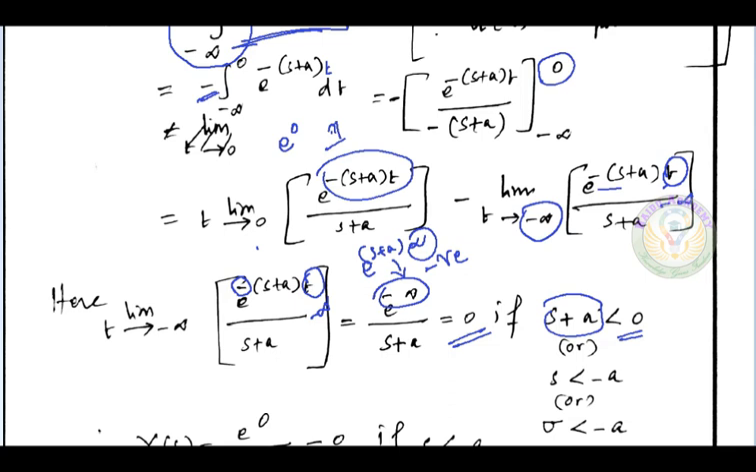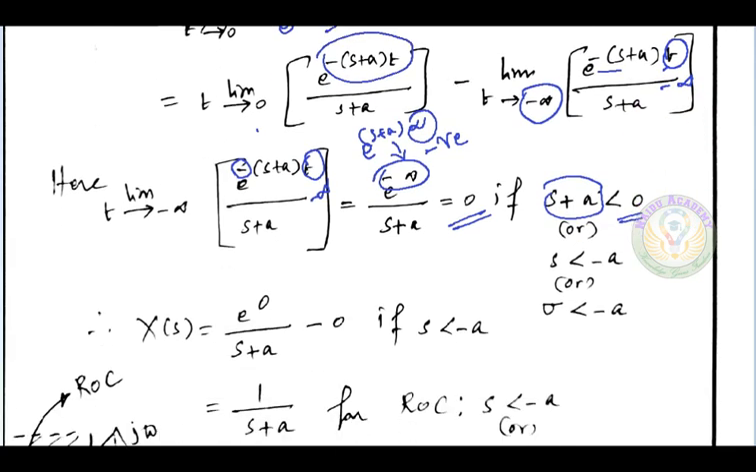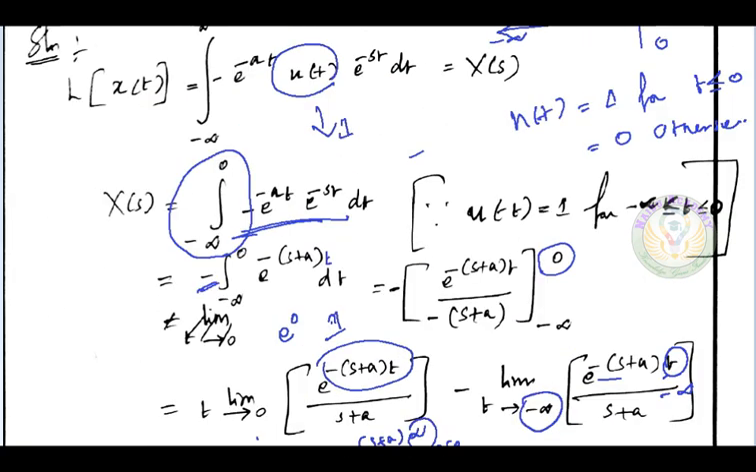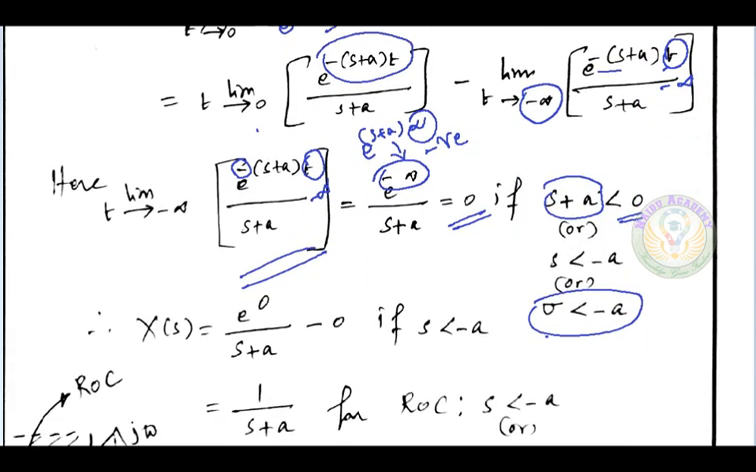So naturally s plus a should be less than 0, then s should be less than minus a, then sigma should be less than minus a. This term is convergent when sigma is less than minus a. For the other term there is no problem. For t tends to infinity, e power 0 is not an issue, because that does not depend on s. So naturally this is 1 divided by s plus a.